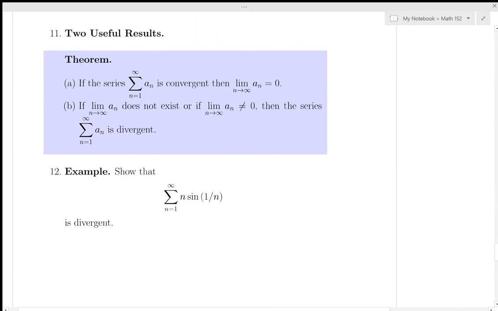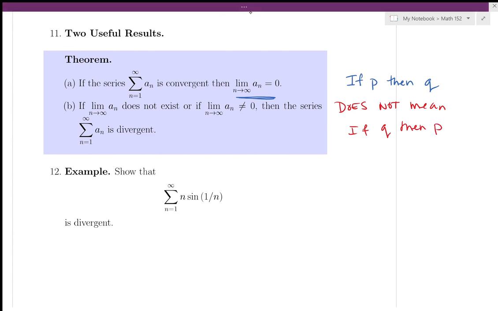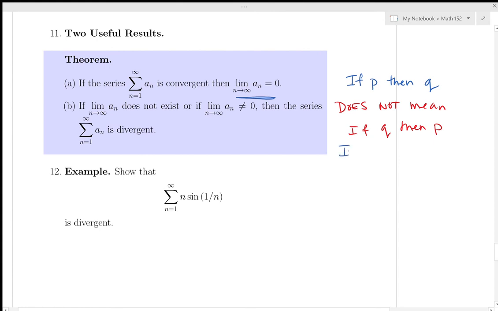We've proved it. Okay, here's a couple of things. If the series is convergent, then the limit is zero. We're saying this: if P, then Q. All right? That does not mean if Q, then P. That is not true. Okay, so I'm going to write that. No, does not mean if Q, then P. In fact, it does mean something. It means if not Q, then not P.